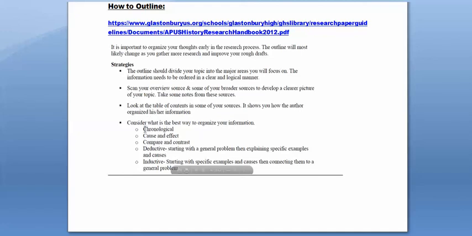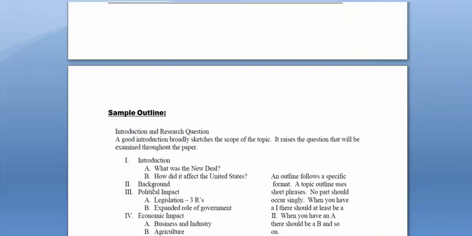Should it all be chronological? Should part of it be cause and effect, compare and contrast? Maybe it should be deductive, starting with a general problem and then explaining specific examples and causes. It could be inductive as well, starting with a specific example and causes and then connecting them to the general problem. For you guys, the thing that you're probably going to use the most is chronological, cause and effect, and compare and contrast, the first 3, with it being a history course.